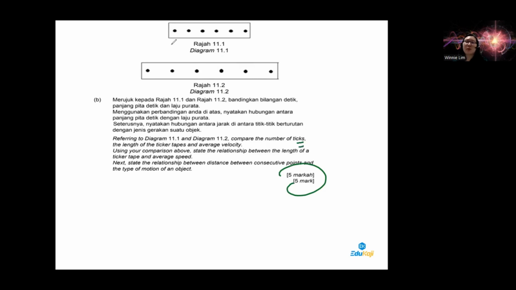So ticks mean the space in between two dots. 1, 2, 3, 4, 5. How about this one? 1, 2, 3, 4, 5. So basically they are the same. Next, compare the length. You know the idea of length, right? So which one is longer, 11.1 or 11.2? 11.2 is longer.